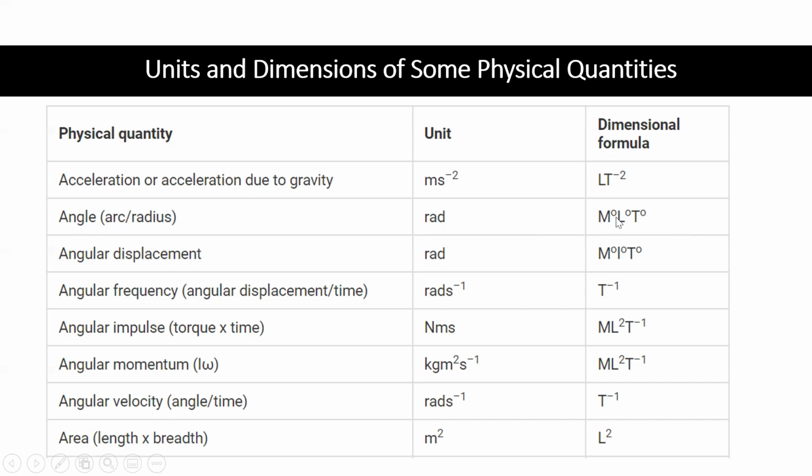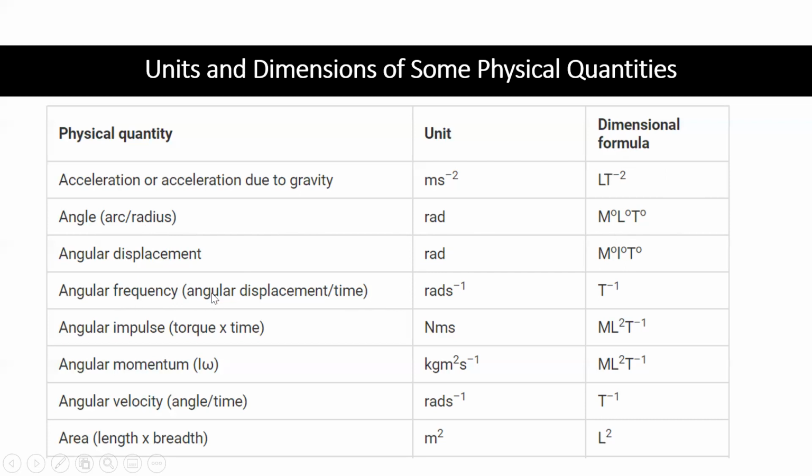That is m raised to 0, L raised to 0, T raised to 0. Then comes angular displacement, theta. Angular displacement is also an angle, so it also has the same unit, radians, and it has the dimension m raised to 0, L raised to 0, T raised to 0. This must be big letter L. This is a typo.